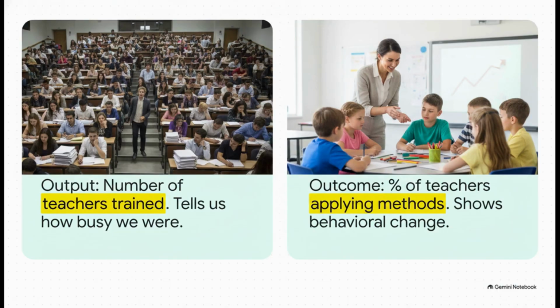It basically just tells us how busy we were, or, I don't know, how much coffee was consumed at the workshop. Now, contrast that with an outcome indicator: percentage of teachers applying learner-centered practices. See the difference? That is a strong behavioral change indicator. Training 1,000 teachers literally means nothing if 0% of them change their actual classroom practices. You absolutely must measure what actually matters.